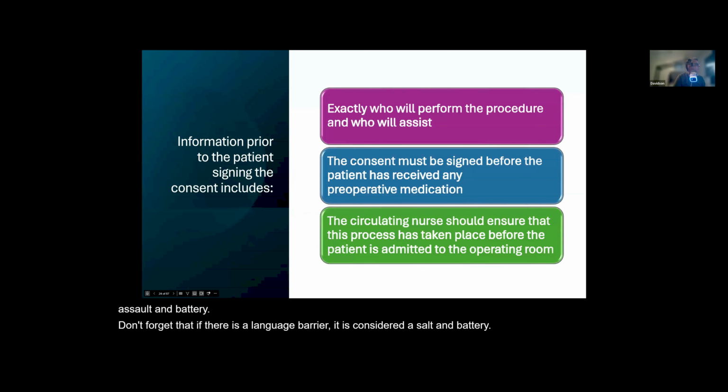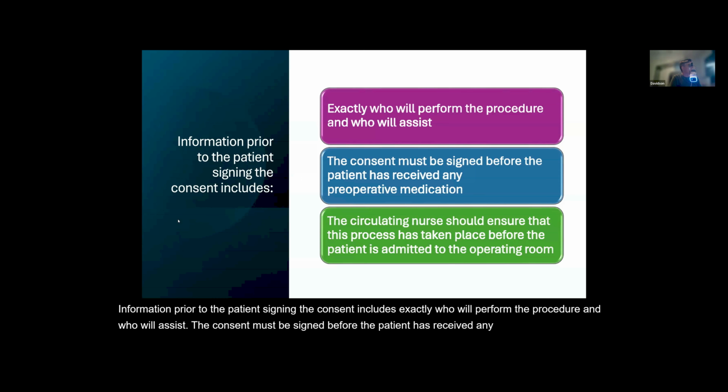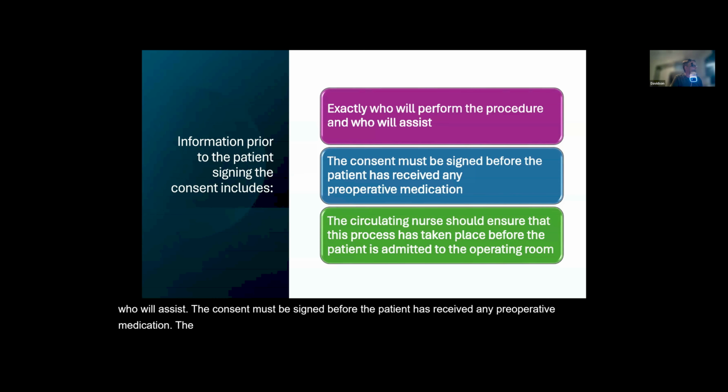Information prior to the patient signing the consent includes exactly who will perform the procedure and who will assist. The consent must be signed before the patient has received any preoperative medication. The circulating nurse should ensure that this process has taken place before the patient is admitted.